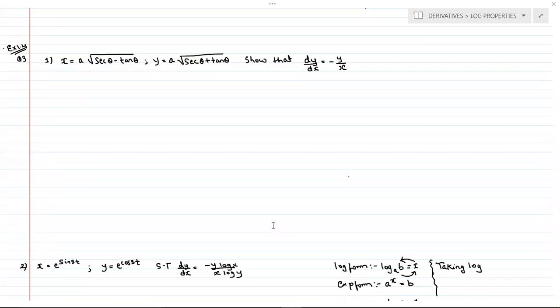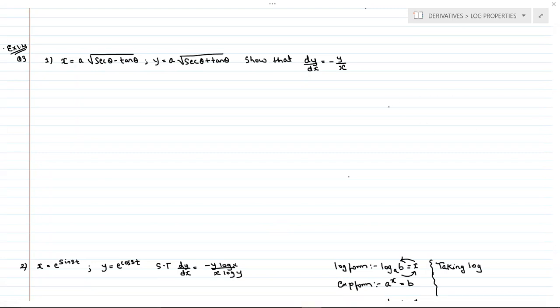Okay, so let's begin with question number 3 from exercise number 1.4. Let's take the first one. When you see question number 3, there are 7 to 8 sums. In each and every sum, it is basically based on "show that".